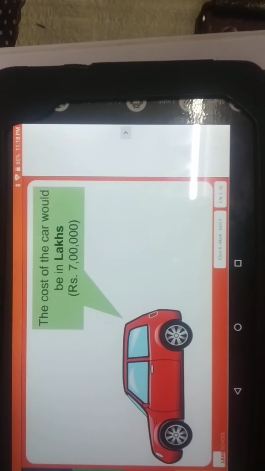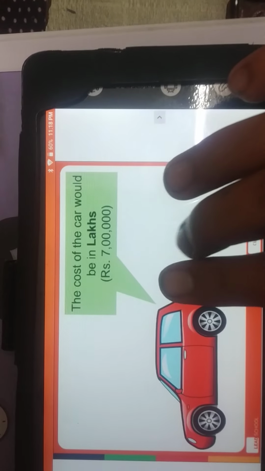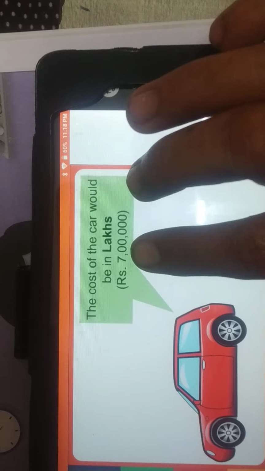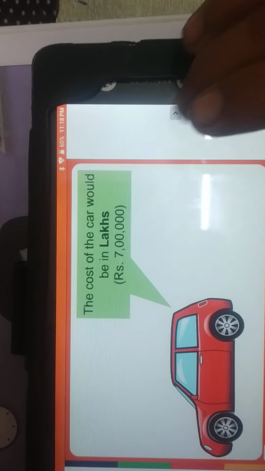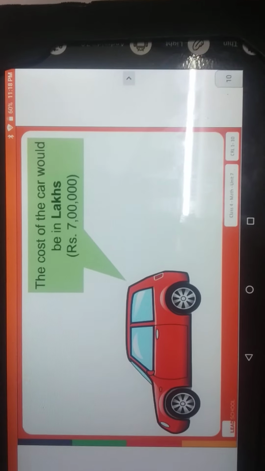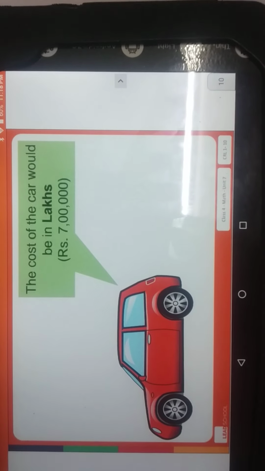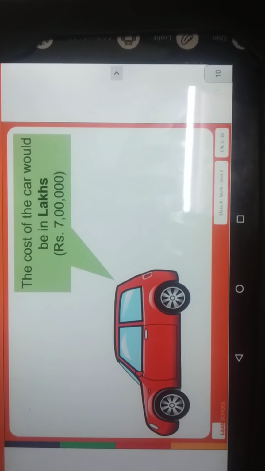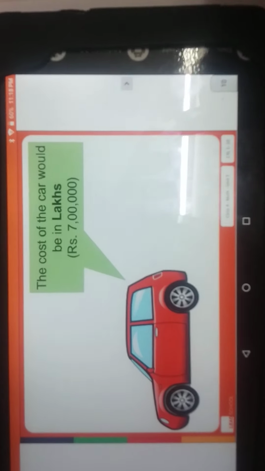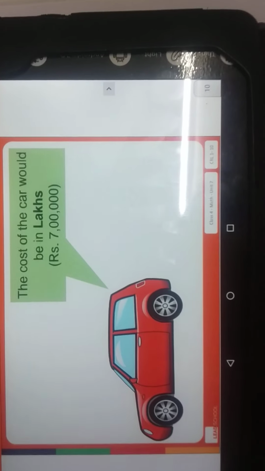So students, now the cost of a car is there. In lakhs, how is it? So ones, tens, hundred, thousand, 10,000 and lakhs. It is 7 lakhs. Okay, did you get it? Tens, thousand, tens, hundred, thousand and 7 lakhs. 7 lakhs is there. Now we'll start the next things.